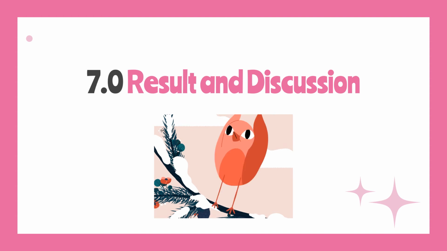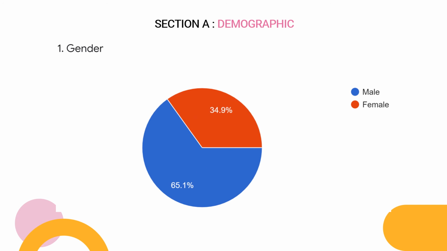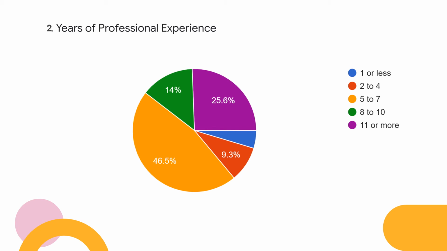Part 7. Results and discussion. Section A. Demographic. 65.1% of results show that the gender is male while the other 34.9% is female. From the years of professional experience, the highest is 46.5%, whereas the years of experience is 5 to 7 years, while the lowest is less than 1 year of professional experience.